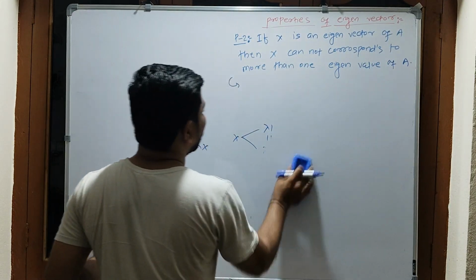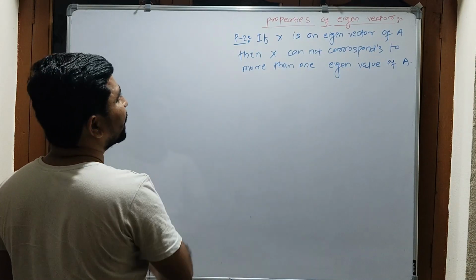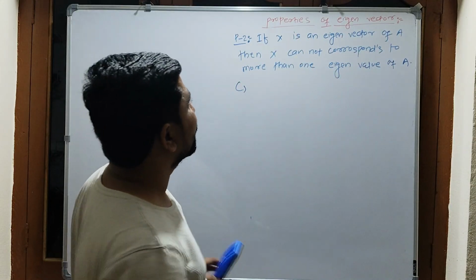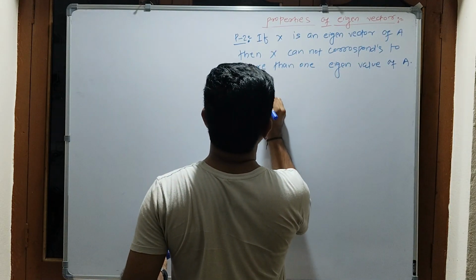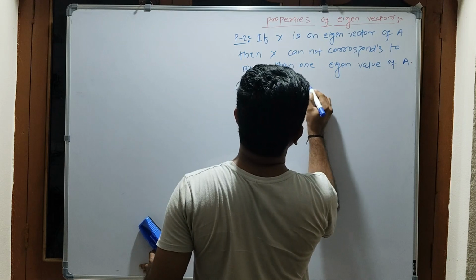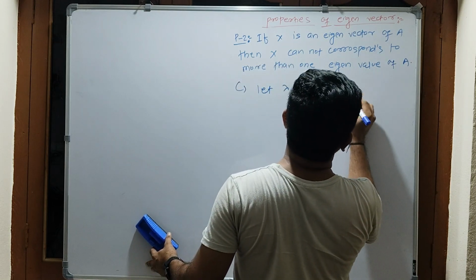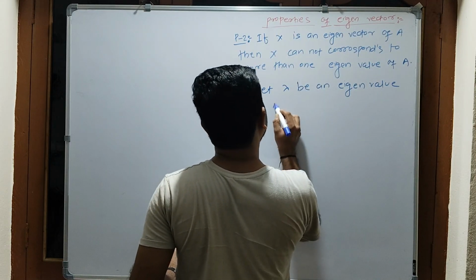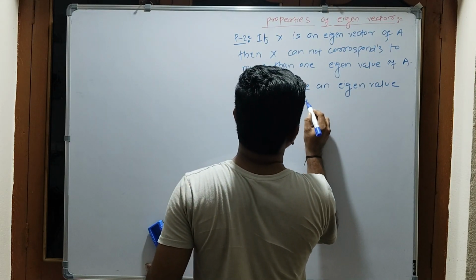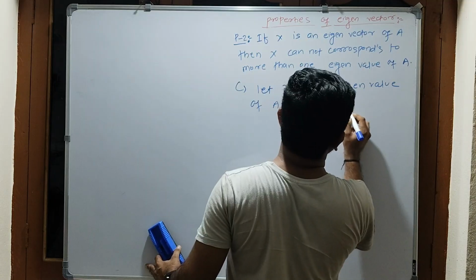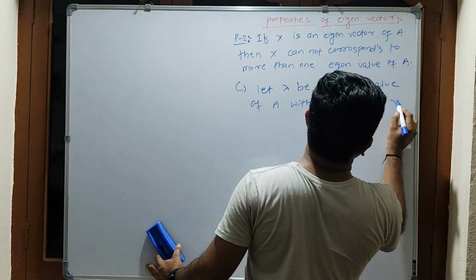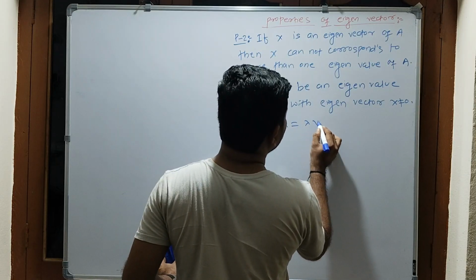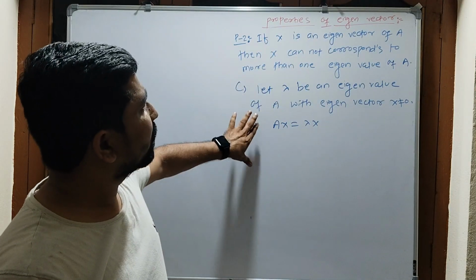So what is the given information? Let lambda be an eigenvalue of A with eigenvector x, which is of course non-zero. That is, Ax is equal to lambda times x. This is the given information.